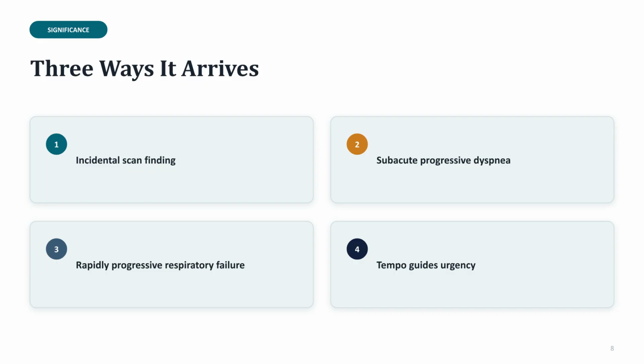Interstitial lung disease arrives in 3 very different ways. Sometimes it is silent, found by accident on a scan ordered for something else. Most often it looks like our patient. Subacute breathlessness building over months. And occasionally it is an emergency. Rapidly progressive hypoxemic respiratory failure over days. The tempo is your first triage tool. A fast crash suggests infection, heart failure, or an acute pneumonitis. A slow climb suggests fibrosis.